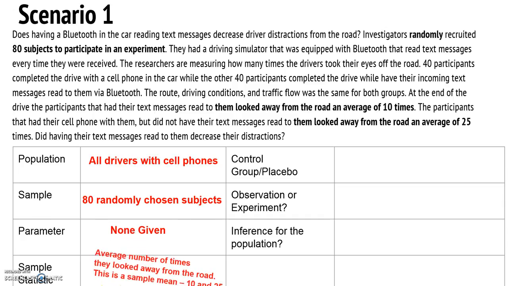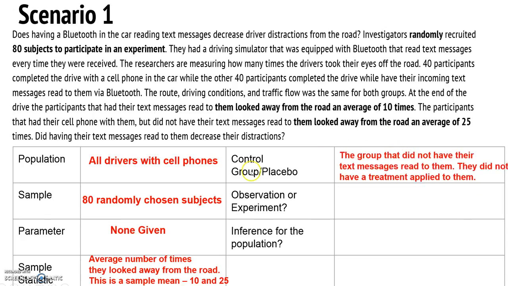What were our sample statistics? So it's the average number of times they looked away from the road. So this would be X bar, or our sample mean, which was 10 for the group that had the text messages read to them and 25 for the group that did not have the text messages read to them. In this case, we do not have a placebo, but we do have a control group. So the control group was the group that did not have their text messages read to them. This was the control group because they did not have a treatment applied to them.